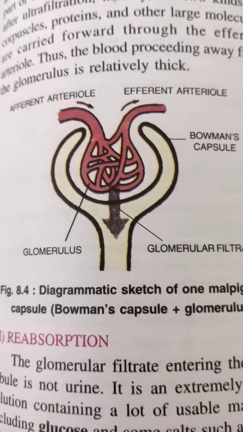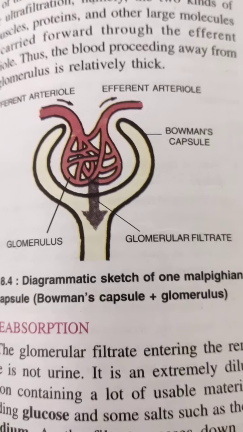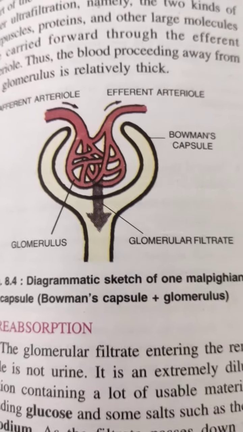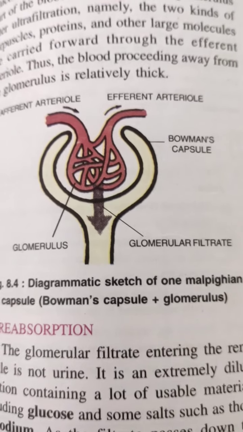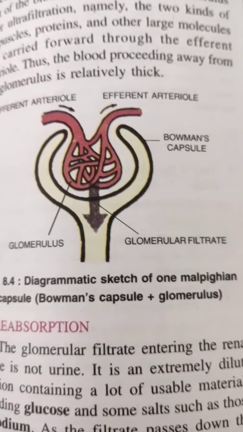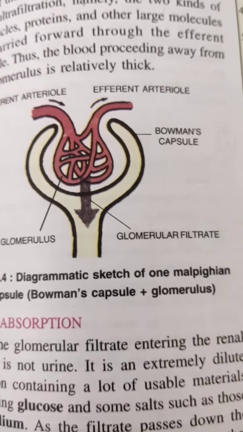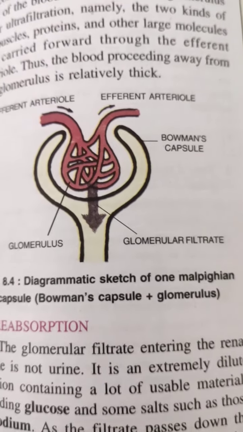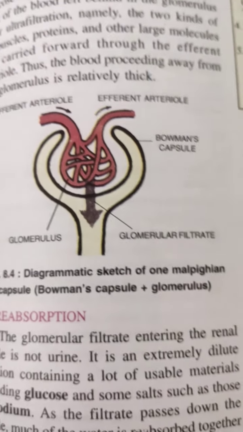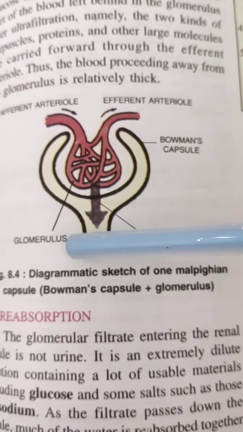See this diagram. Here we can see that when the renal artery is branching and rebranching, it is forming a much thinner form of blood vessel which we call arteriole, and this afferent arteriole is entering into the Bowman's capsule and breaking itself into a number of capillaries, forming a knot-like structure which is known as glomerulus.